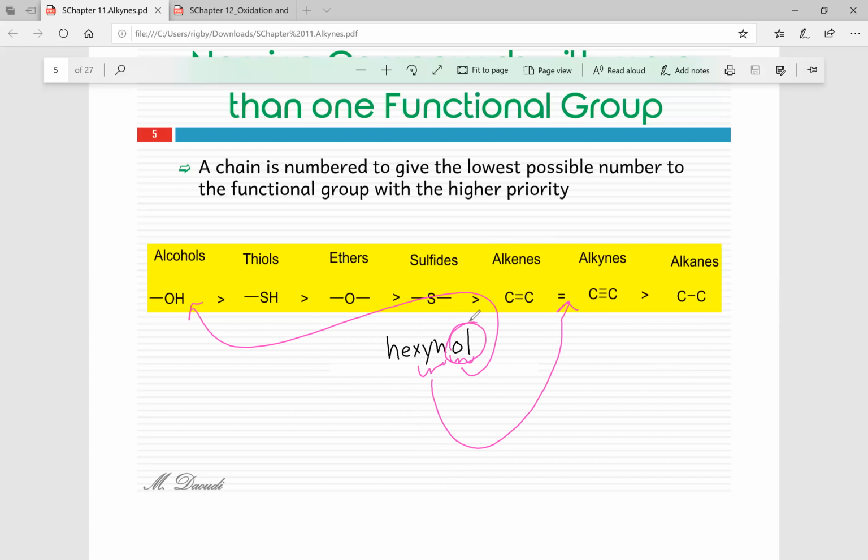This is just sort of like a rule of thumb if you're having trouble remembering the different priorities. Like if you can't memorize this entire chart, this sort of rule of thumb might help you with naming things, at least on a test.